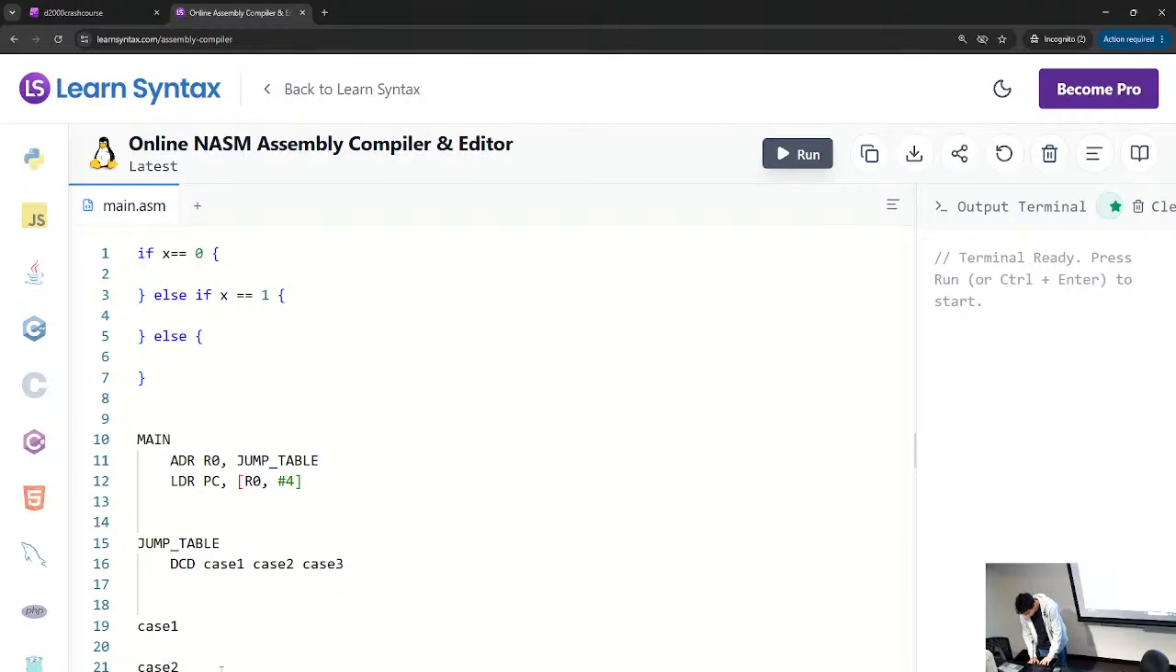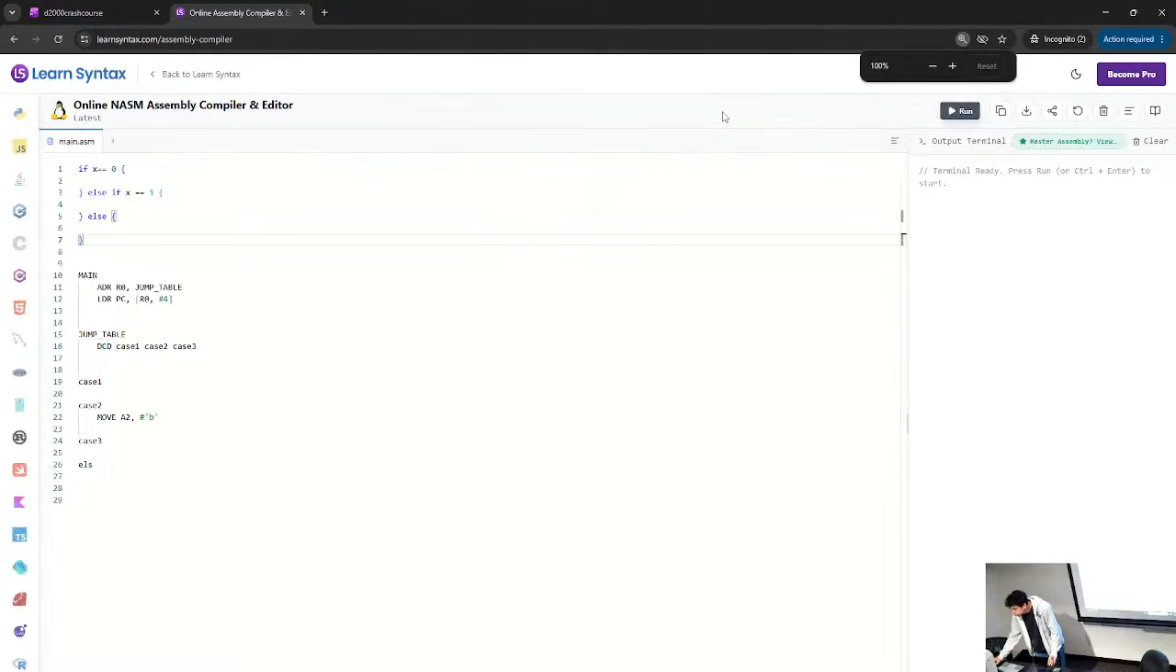So let's say I have an instruction here. What was it? Move, let's just say A1. Let's just say A2 is equal to B. Something like that. Hold on, why can't I scroll down? There's no scrolling on this? Okay, that's cool.